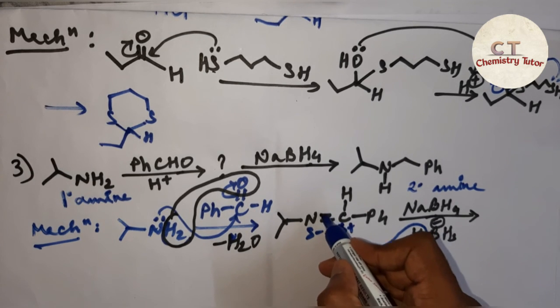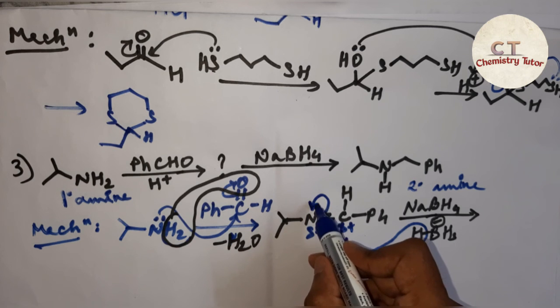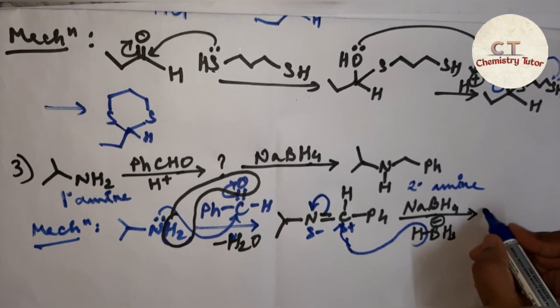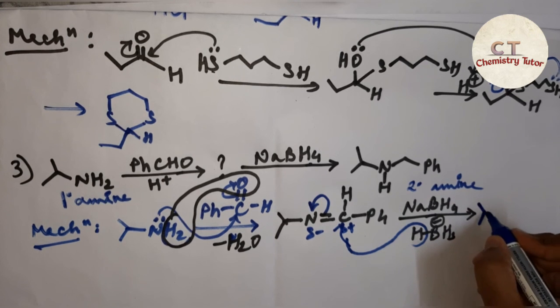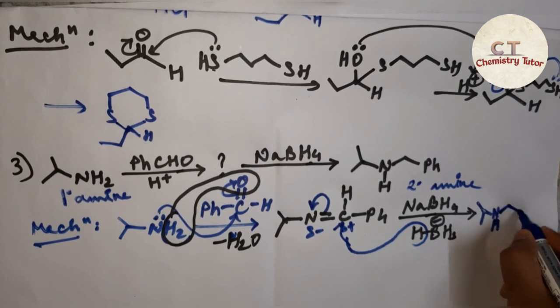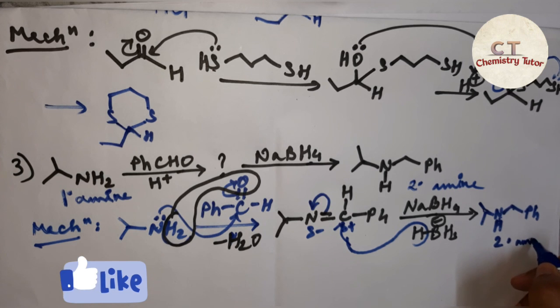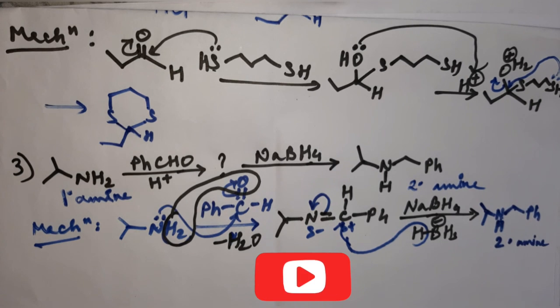Okay, then negative charge will come on the nitrogen atom. Further, this negative charge will again abstract a proton. Okay, thus giving us our product as NH, carbon, Ph, giving us a second degree amine. Okay, clear? This is the final product of this reaction.